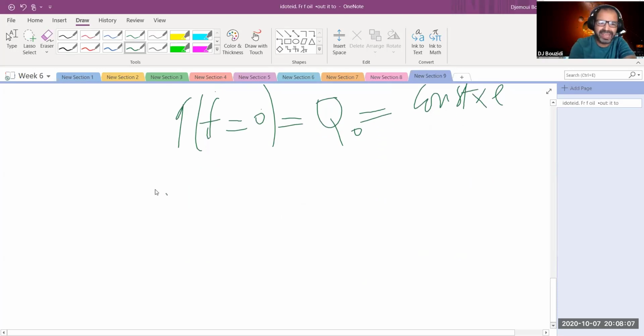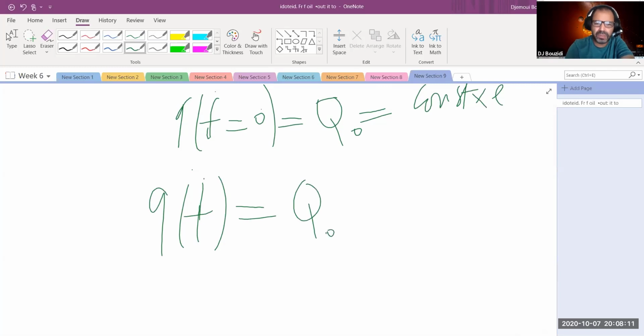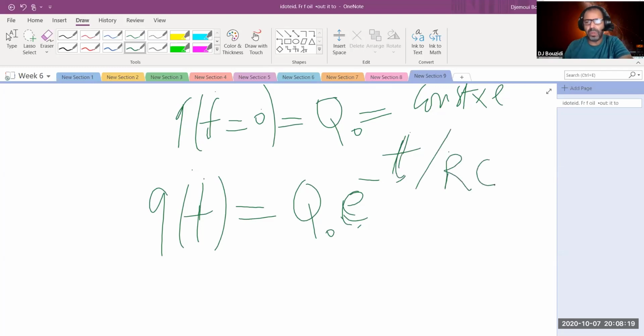So Q of t then is going to be Q naught exponential of minus t over RC. Here we go again with RC. It's the same characteristic time. Actually, the symbol for it, and we did that in the lab, is tau.